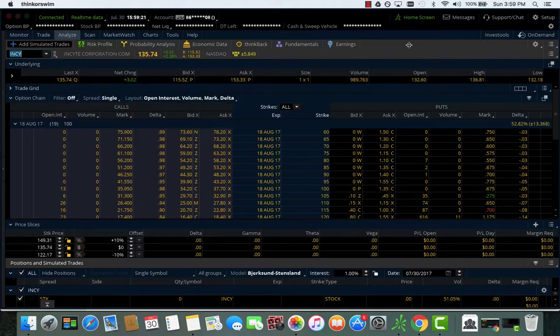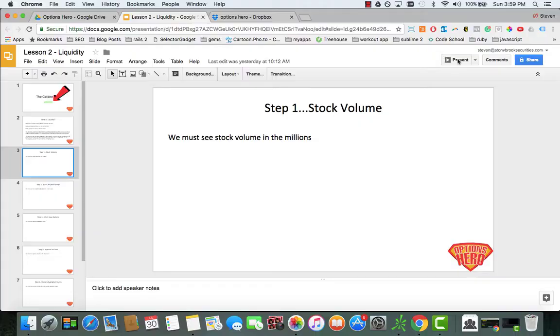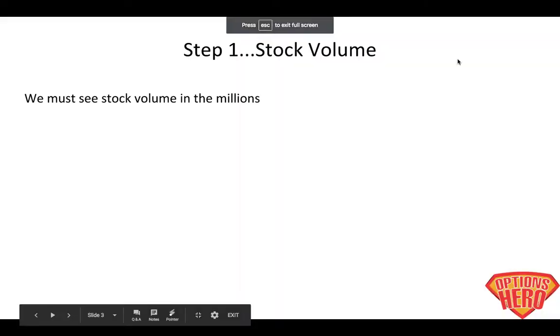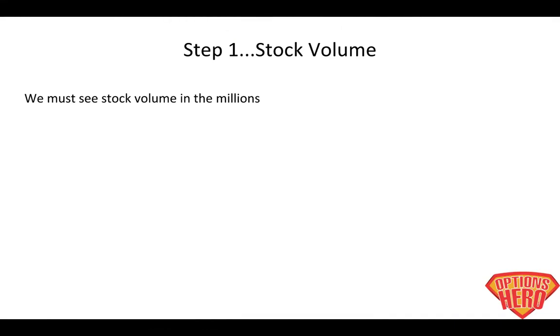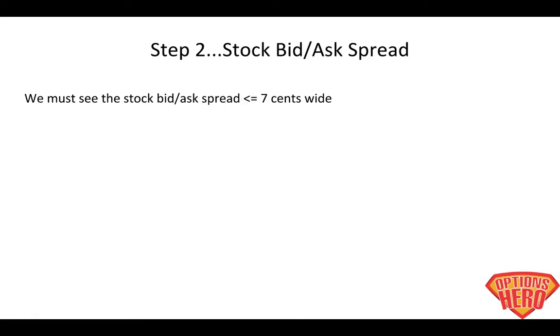So remember, rule number one when it comes to liquidity is stock volume needs to be in the millions. If you find a stock that you're interested in and there's opportunity in, and it does not have stock volume in the millions, you have to move on. Now, if you're fortunate enough to find an opportunity in a stock that does have the proper stock volume, you can move on to step number two. Step number two is the stock bid-ask spread. We must see the stock bid-ask spread less than or equal to 7 cents wide.